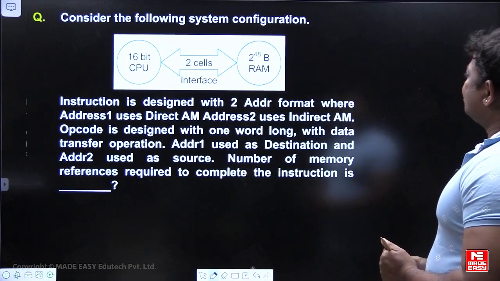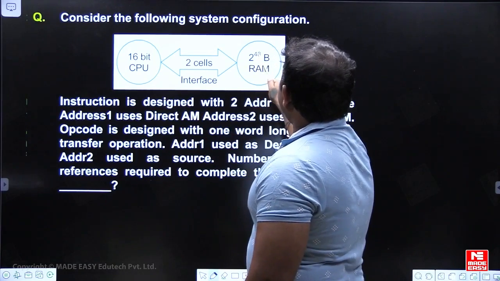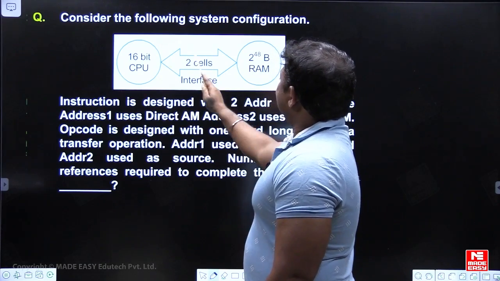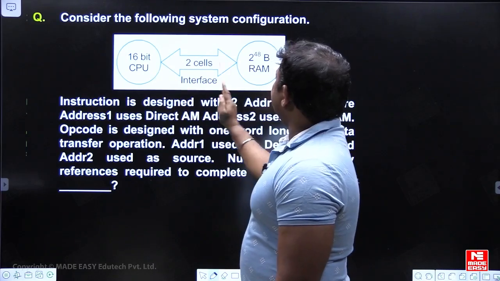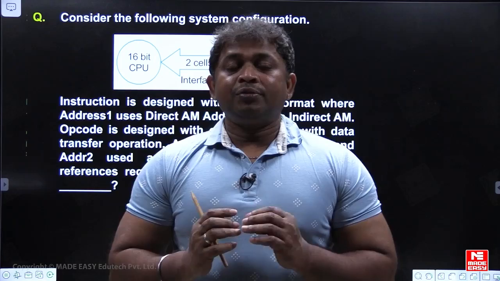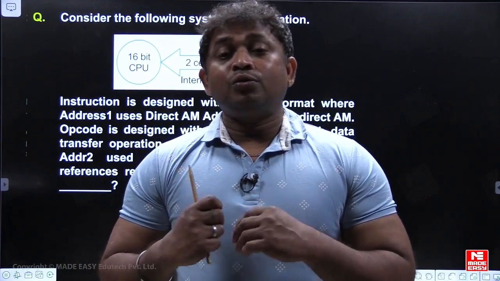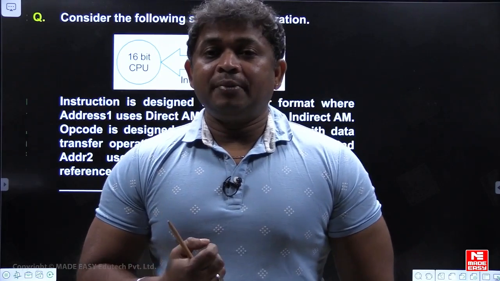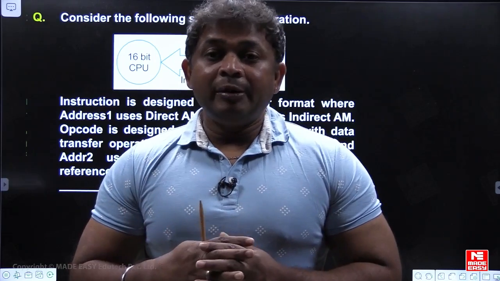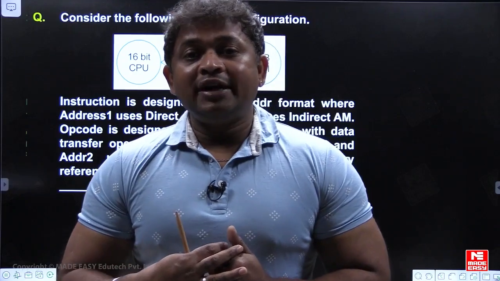Consider the following system configuration: a 16-bit CPU and 2^48 bytes of RAM. Two cells are interfaced; there is an interfacing between the CPU and memory. This concept is already known to you, because the CPU data type is word and the memory data type is byte. The CPU always expects data from the memory in the form of words, so the memory interfacing is adjusted during the design time of a computer according to the word length of the CPU.